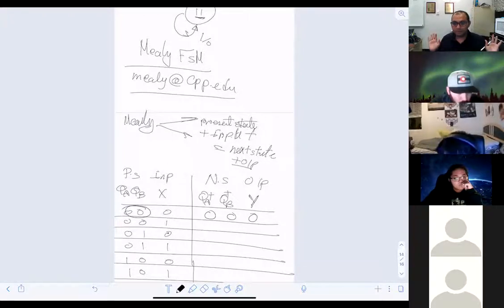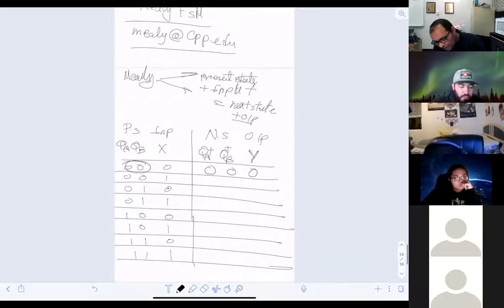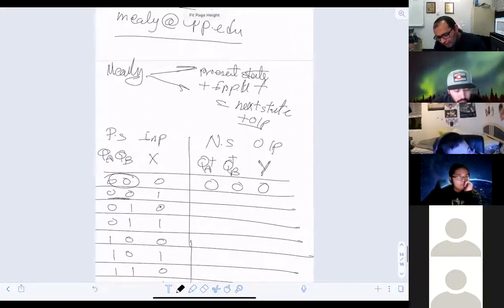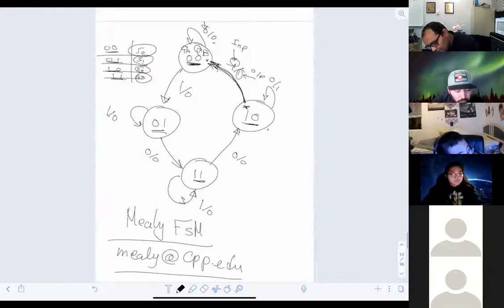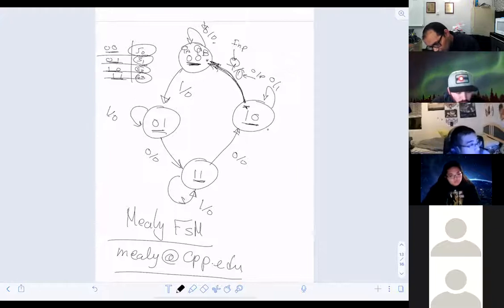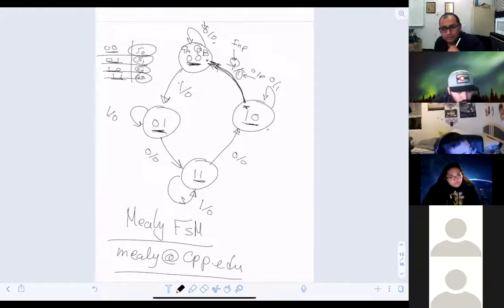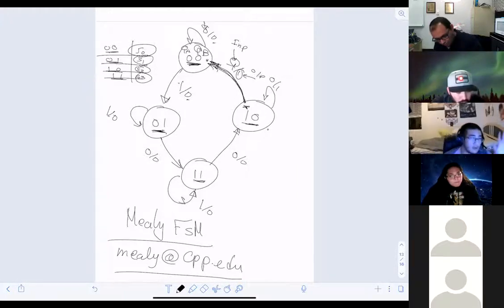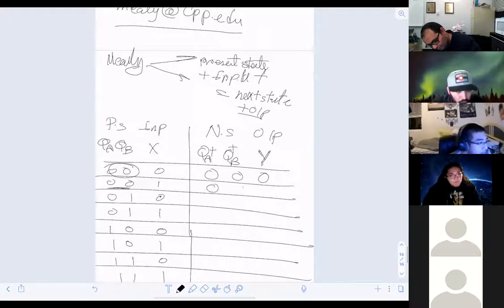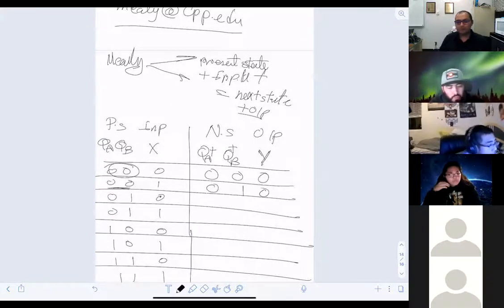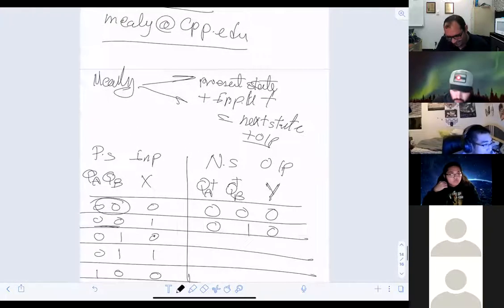That makes sense? Now, Professor Ali said 0, 0 and the X is equal 1. So Professor Ali is talking about the next is going to be 0, 1 and the output in this case is 0, right? So it's going to be here 0, 1. Wait, you have to do that again. I don't understand 0, 0, 1.